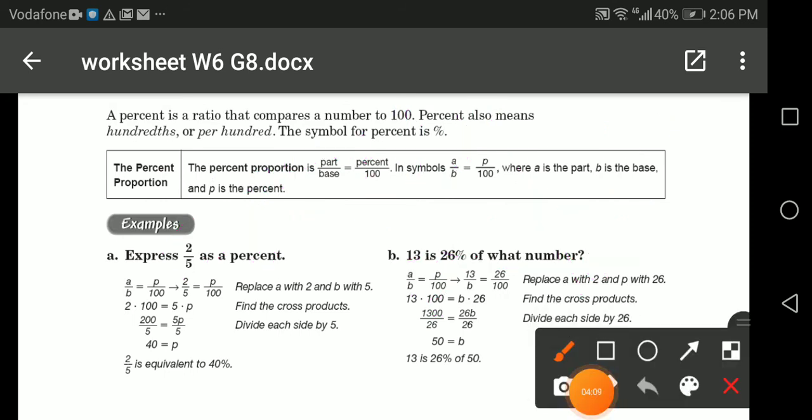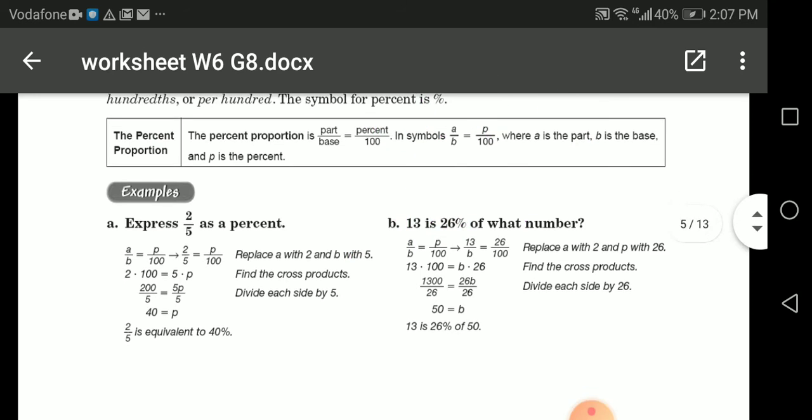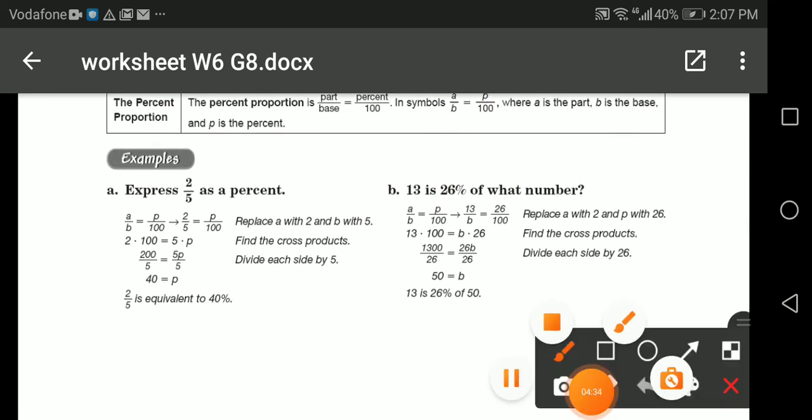In other words, I can solve it. 2/5, I want it as a percent, so I need down to be 100. 5 times what gives me 100? 5 times 20 gives me 100. Here I multiply denominator like numerator. So here multiply by 20. So the answer will be 40. Okay. The easier way you can use.